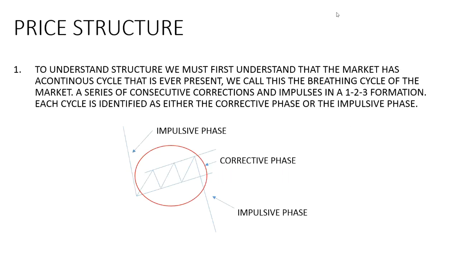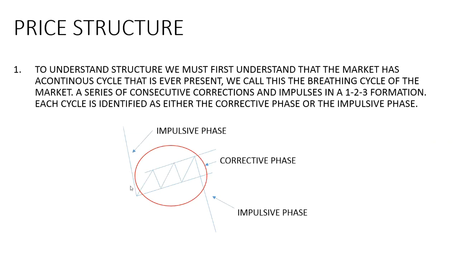Okay, price structure. To understand the structure, we must first understand that the market has a continuous cycle that is ever present. We call this the breathing cycle of the market, a series of consecutive corrections and impulses in a 1, 2, 3 formation. Each cycle is identified as either the corrective phase or the impulsive phase, meaning that we know that the market moves in 1, 2, 3 formations or phases.